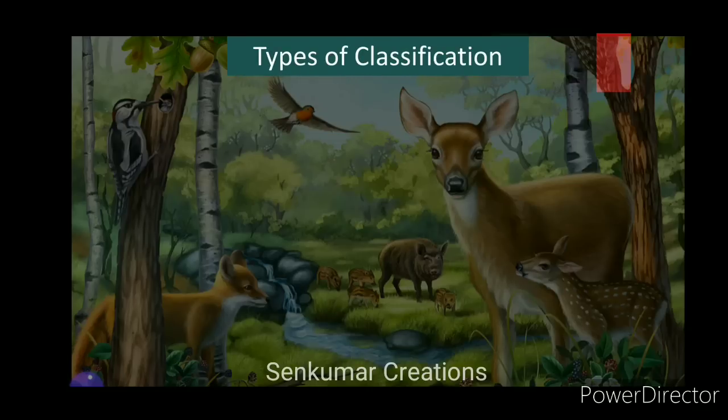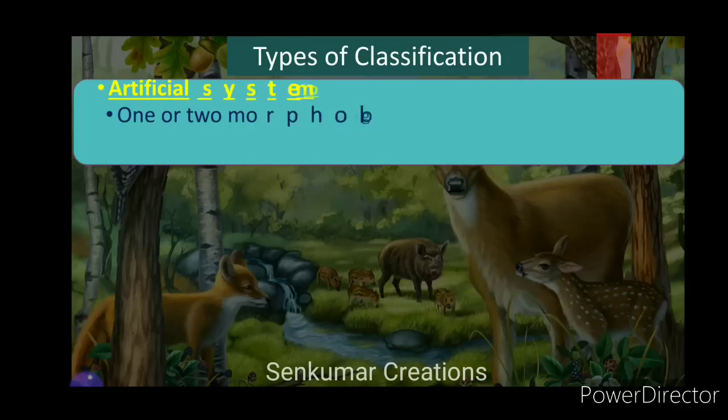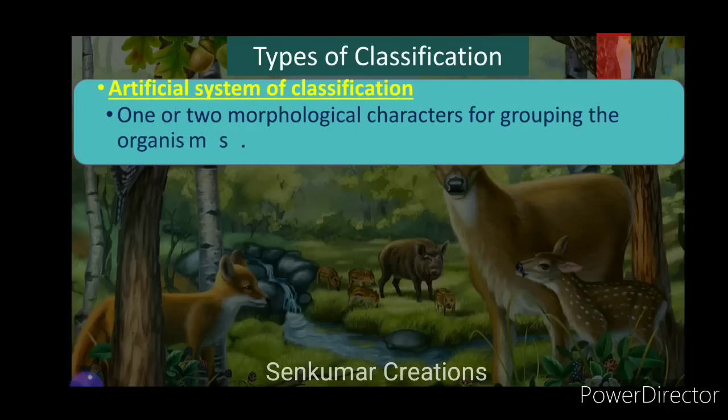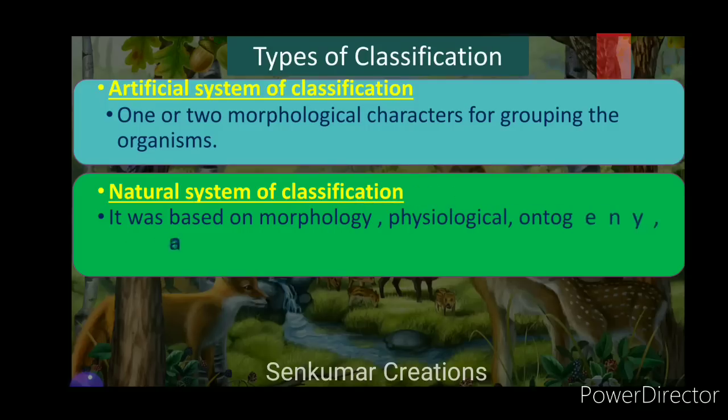Types of classification. Classification can generally be divided into three types. One is the artificial system of classification, the second is the natural system, and the third is the phylogenetic system, meaning evolutionary. Let us see the first one, the artificial system of classification. Using one or two morphological characters for grouping organisms is called the artificial system of classification.